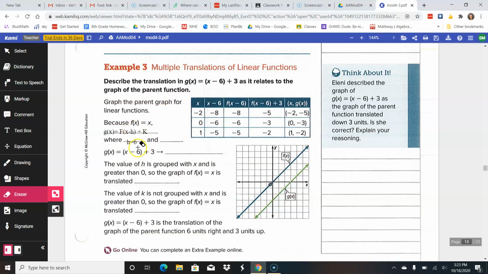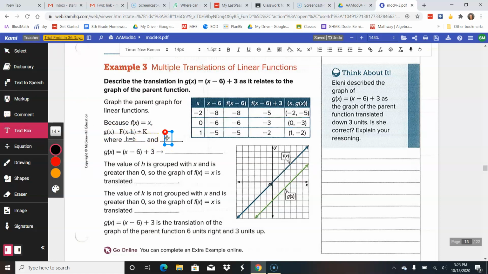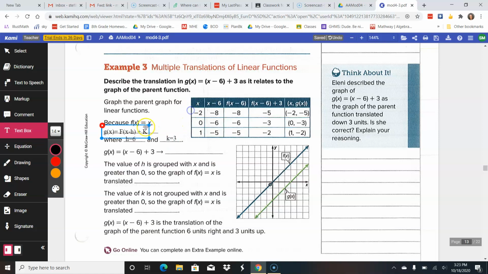Let me hang on a second. This should be, let me grab my selection tool. This is h equals 6. There it is. Yep, h equals 6, but k is my constant. K is the number outside of the parentheses. K is going to equal 3, because k equals 3. So my h is a 6, and it says x minus h essentially plus k.